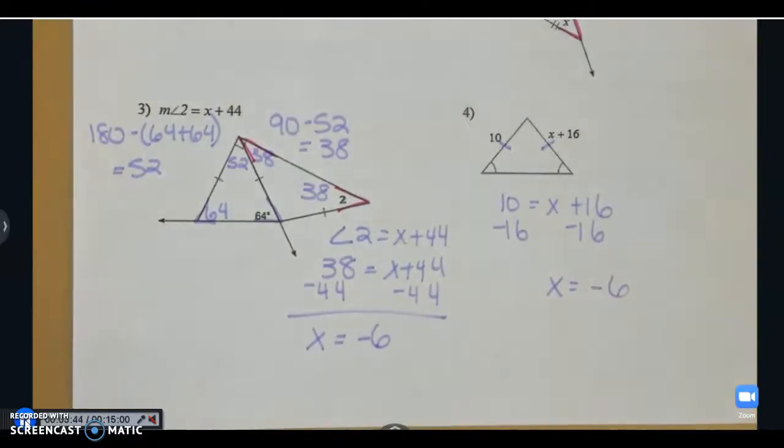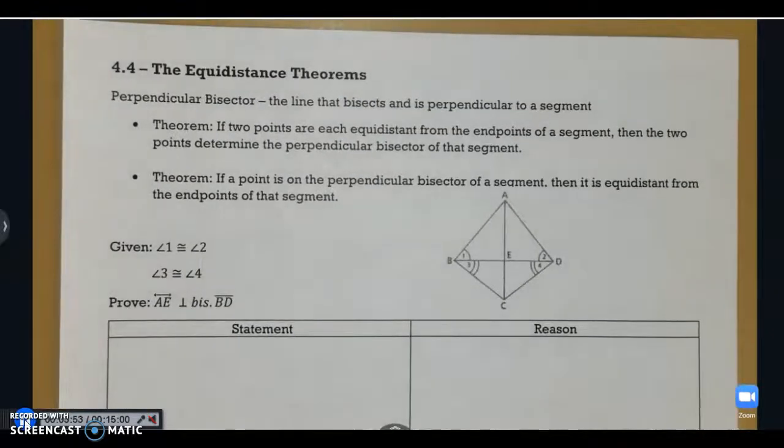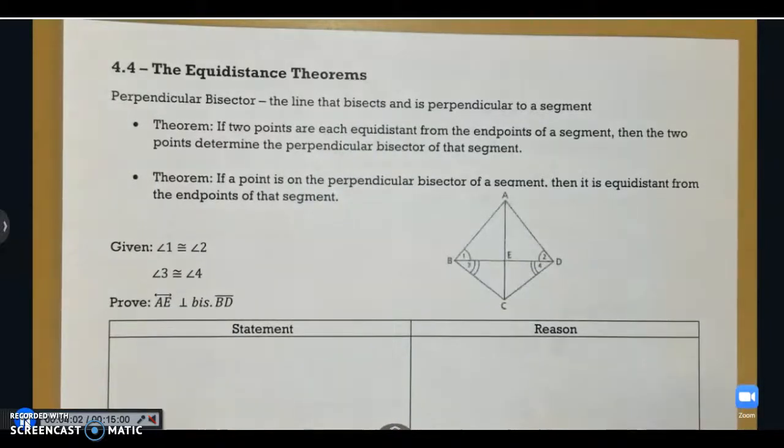Okay. Now we are going to go on to the back side and work two quick proofs. This is our equidistance theorem, and it pertains to our perpendicular bisector. This was also on your notes, but again, we did not go super in-depth on it. So recall, a perpendicular bisector is a line that bisects, so splits it in half, and is perpendicular to a segment. Now, on your notes that you've seen previously, it did tell you that the perpendicular bisector is always equidistant from the endpoints of the segment that it bisects.